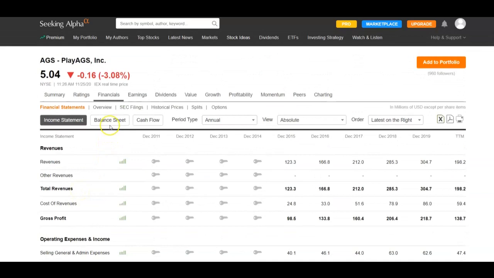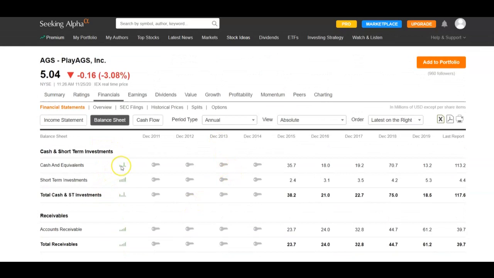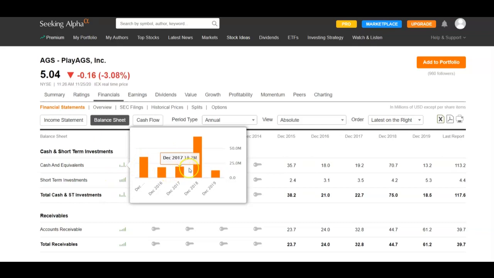All right, if we go to the balance sheet, we can see the cash that they have on hand. It actually stayed pretty steady from 2016 to 2017, but they probably had a capital raise in December of 18, probably offered some more shares, and it went up to $70 million, but now it is back down to $13 million. So it wouldn't surprise me if they did another capital raise if the stock price does take off a little bit, so that is something to consider.